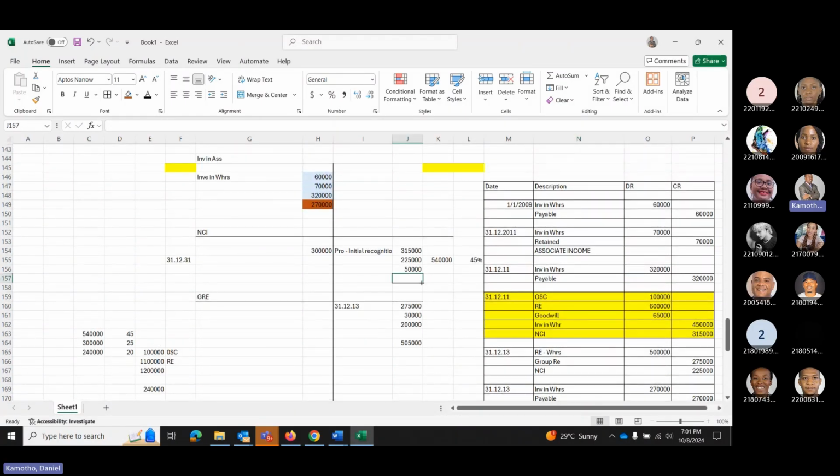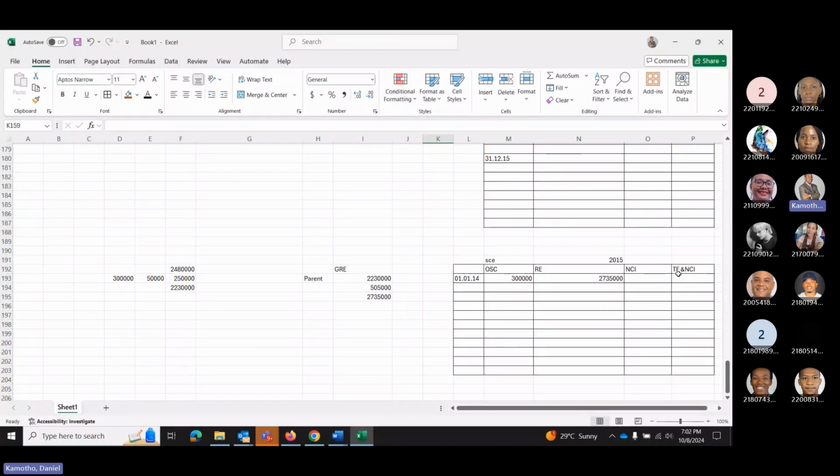NCI, now let's work out what NCI is. We know the total here. We can add up what the total is, minus 300. And therefore, we know the balance brought forward at the beginning of the year is 290. And therefore, we already have our opening balance, 290,000. That is the NCI at the beginning of the year.